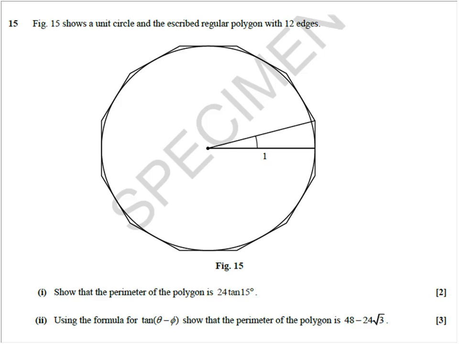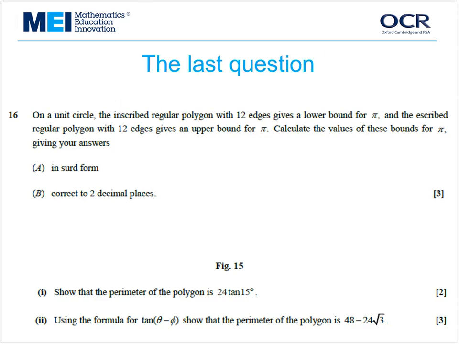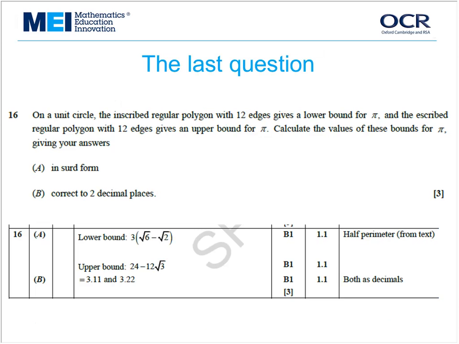It's a show that question, so we do expect to see a bit of reasoning, but it's also a show that question so that the answer is there, so that when we get to the last question, there it is with its mark scheme. You can actually work out the lower and upper bounds for pi based on this polygon. And there they are in decimal form in the mark scheme.